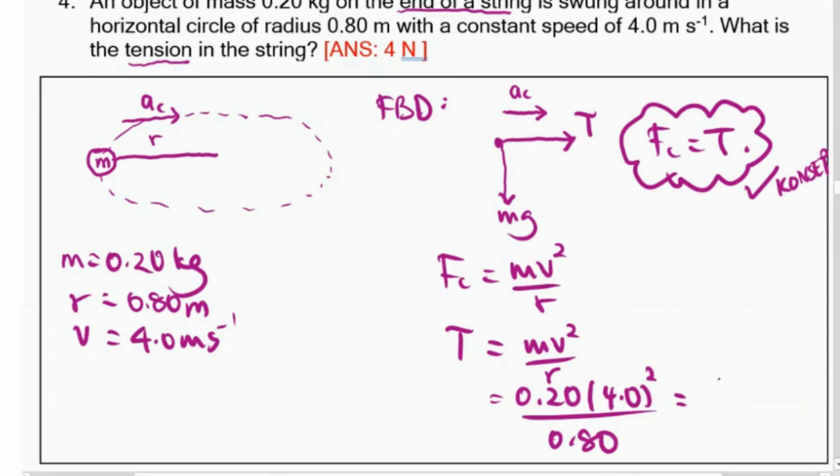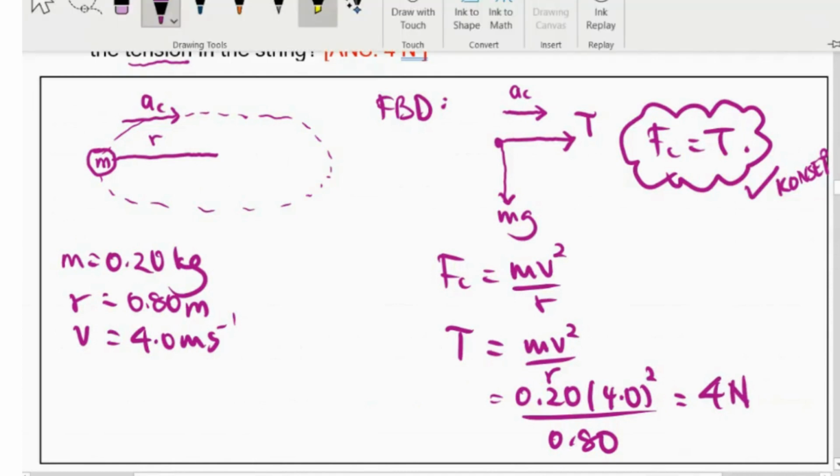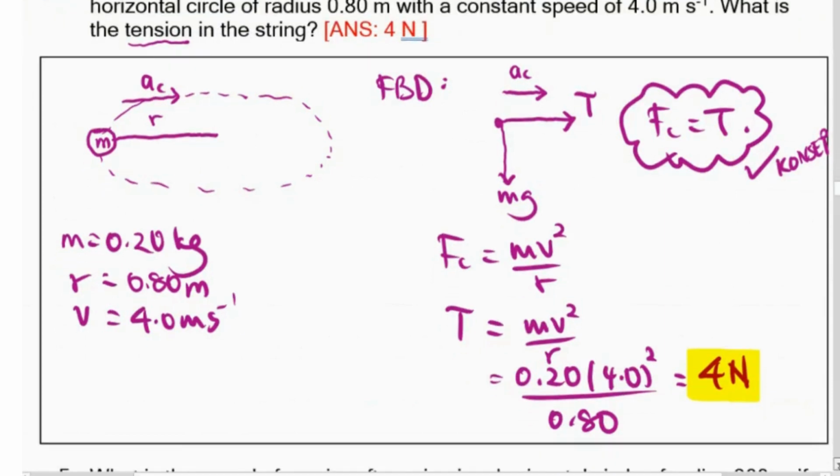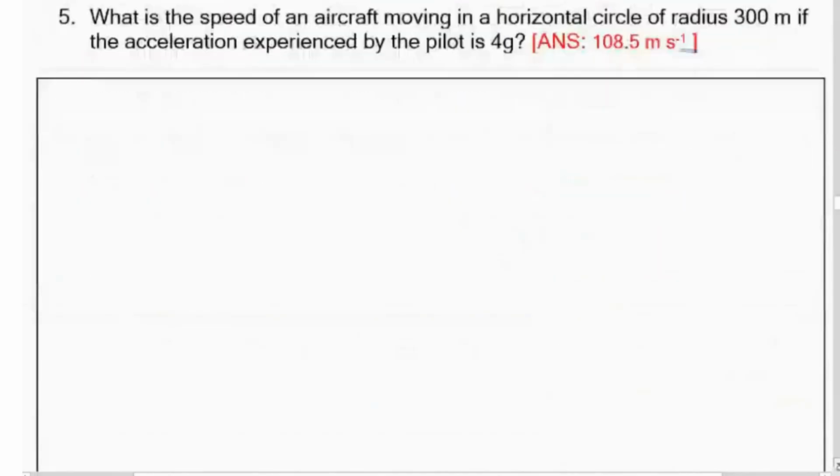Therefore, we got the answer as 4 Newton. Next, for question 5. What is the speed of an aircraft? This involves a horizontal circle as well, so we draw the horizontal circle.